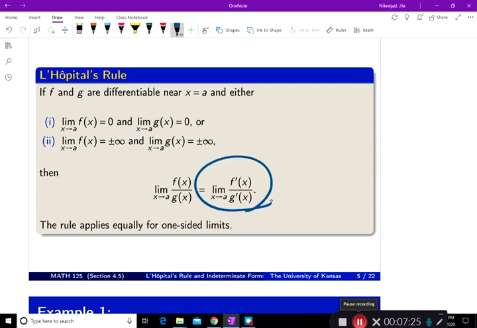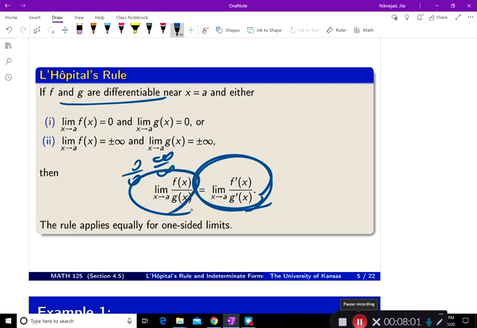So this one has to exist, and then the limits. These rules also apply for one-sided limits. So f and g should be differentiable, and if they are 0 over 0 or infinity over infinity, then you can use the derivative of the numerator and the denominator. That's about it. Derivative of the numerator, derivative of the denominator makes a new limit, and that limit is going to be equal to the original limit.